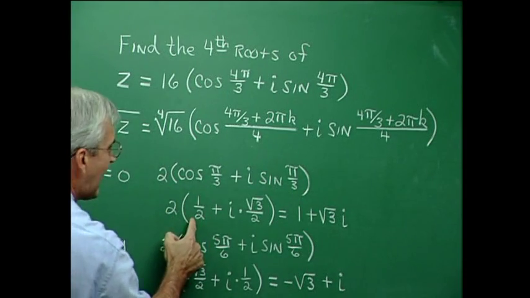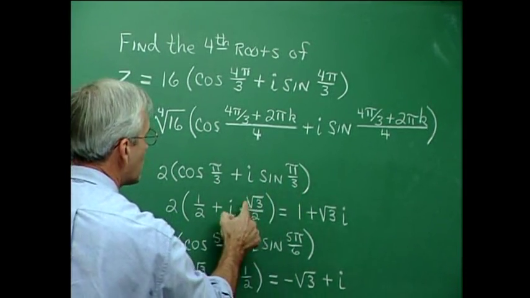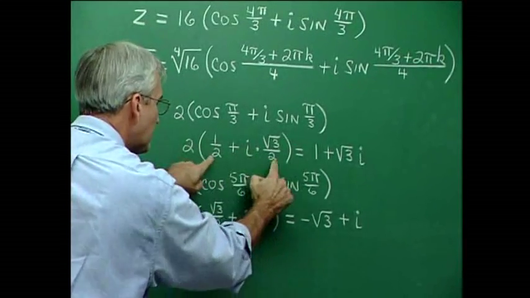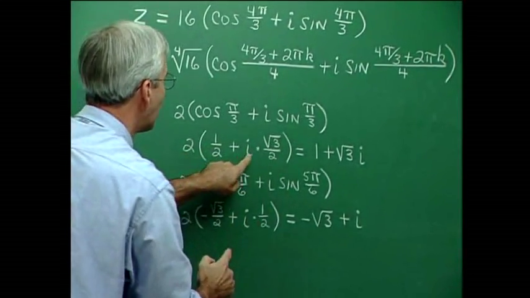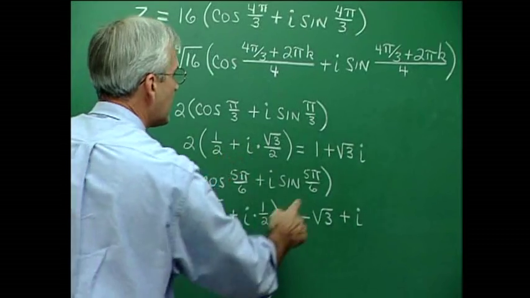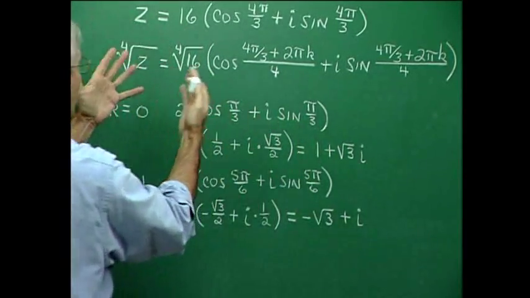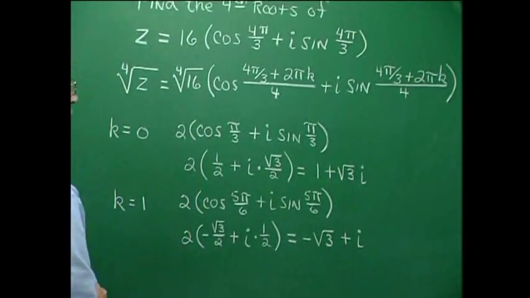Cosine pi over 3 is 1/2. Sine pi over 3 is the square root of 3 over 2. And now we multiply through by the 2, and these denominators go out, so we have 1 plus the square root of 3 times I. Okay, that's one of the 4th roots of this complex number.